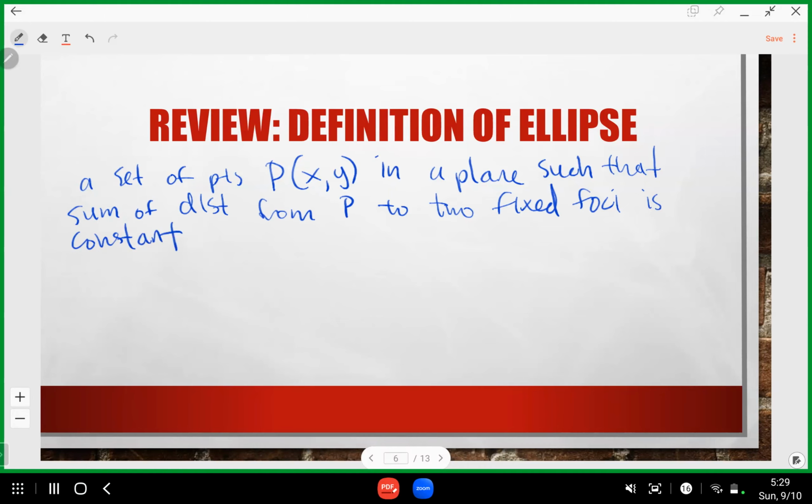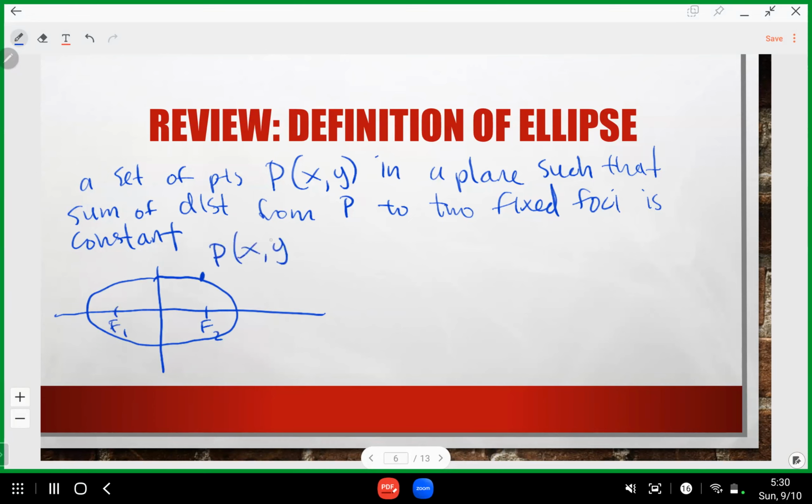So that means if we have an ellipse here, an ellipse kind of looks like an oval. It actually is an oval, I guess. So you have our foci here, F1 and F2. Basically, this is a set of points P(x, y) such that the sum of the distances from P to those two fixed foci is always the same.